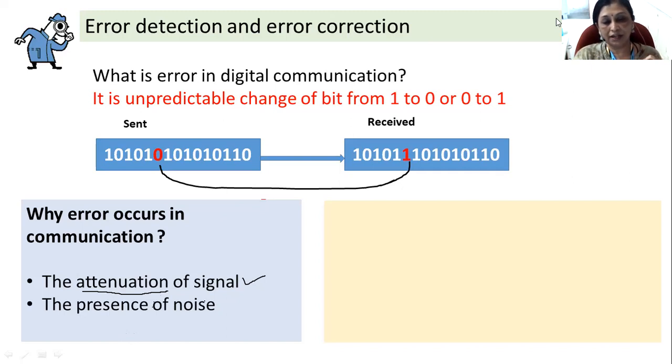So the second reason for the occurrence of the error is the presence of noise. Mostly the noise is added into channels. Some types of internal noises also we have studied. These internal noises may also be added to the signal. In addition, some external noises may be added over a communication media or communication channel. So attenuation can produce the error. Presence of noise will also produce the error.